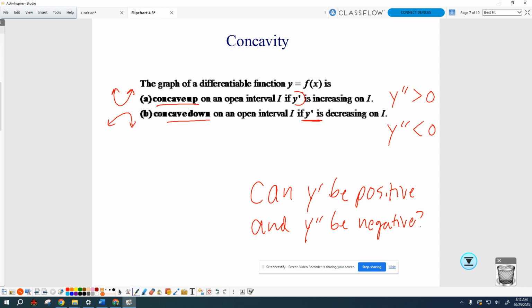So Clara, what do you think? Which U shape do I want if y double prime is negative? Concave down. So the frown? Yeah. Okay, which side of the frown would be the part where y prime is positive? The left or the right? The left. The left? So here we have first derivative positive, second derivative negative.